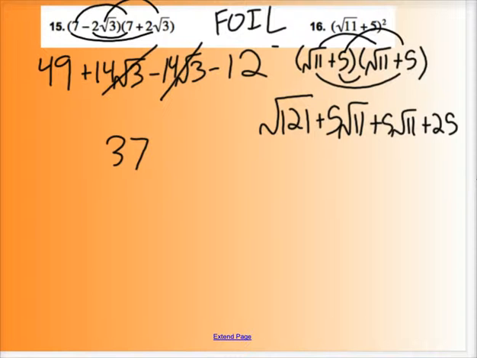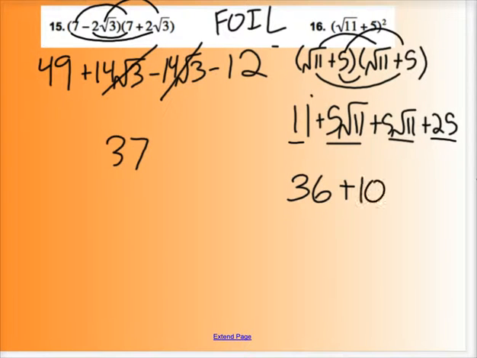Now, square root of 121. Again, hopefully you recognize that as a nice number. The square root of 121 is just the number 11. So 11 plus 25 gives me 36. And both of those combine too, so you get 10 square roots of 11. And that is how you can leave your answer.